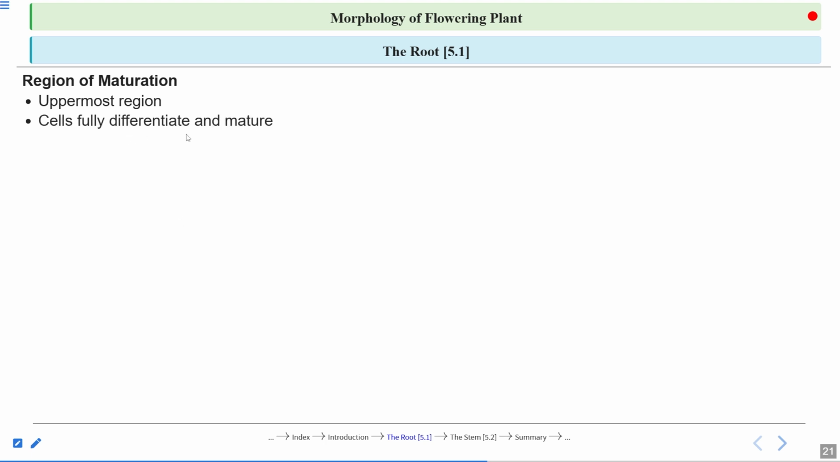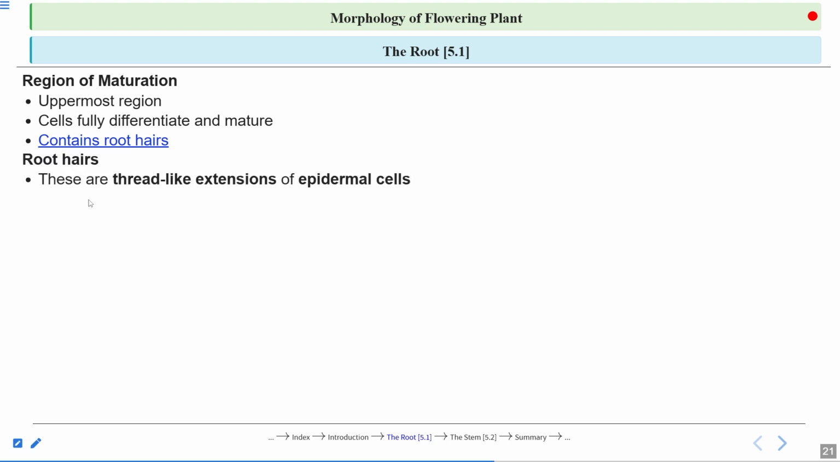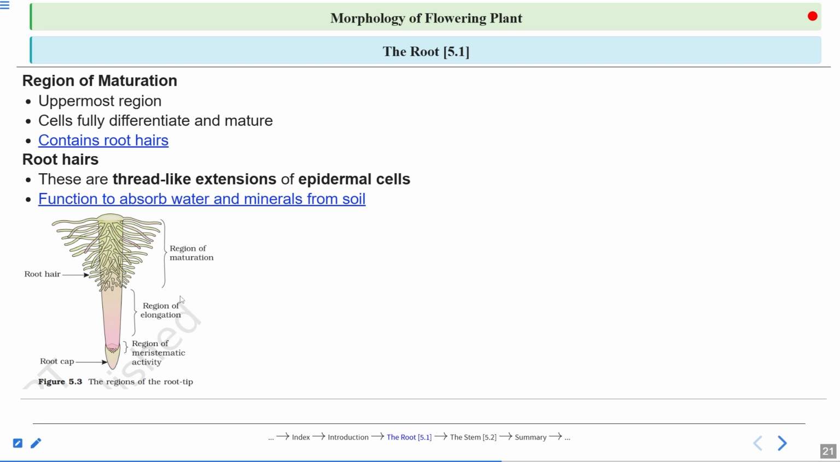Cells are fully differentiated. Once they get differentiated in the maturation region, they shift upward, because every time the cells are dividing, so new cells are added and they get shifted upward. So they contain the root hairs, and these are the thread-like extensions of the epidermal cells. Functions. What is the function of these thread-like extensions of the epidermal cell? To absorb the water and minerals. So this is the region where the water and minerals get absorbed.